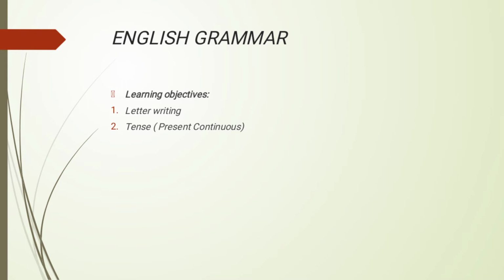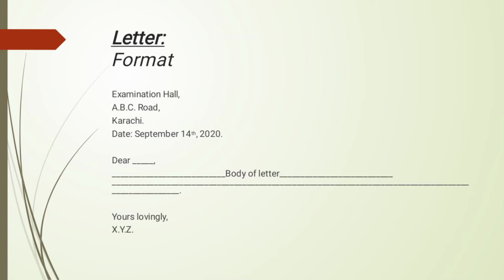In today's class, I am going to teach you how to write an informal letter. In this slide, you can see the format of an informal letter. First of all, you will write the complete address, that is, the address of the writer, at the top left-hand corner of the page. After that, you will write a salutation like dear friend, my dear uncle, dear sister, and so on.